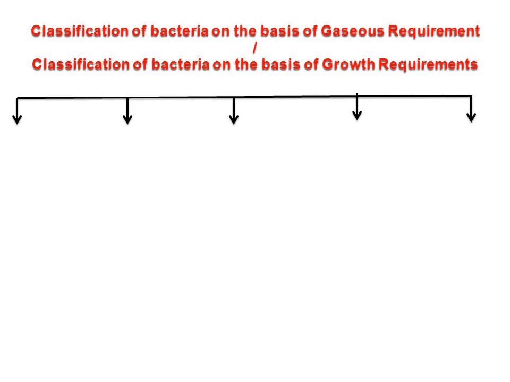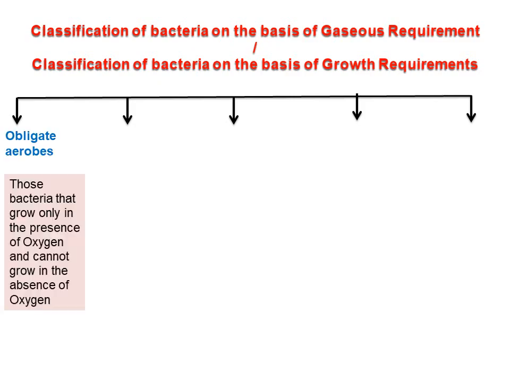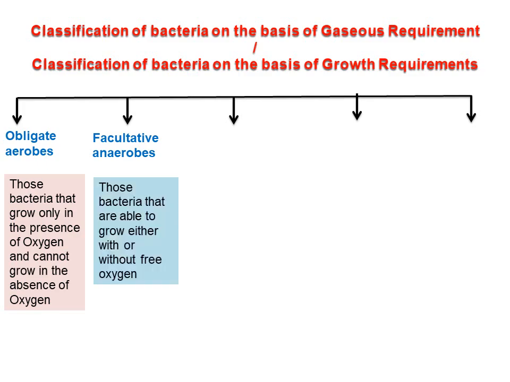Classification of bacteria on the basis of gaseous requirement or growth requirements. Obligate aerobes: those bacteria that grow only in the presence of oxygen and cannot grow in the absence of oxygen. Facultative anaerobes: those bacteria that are able to grow either with or without free oxygen.